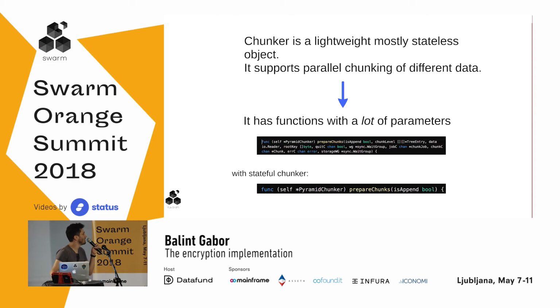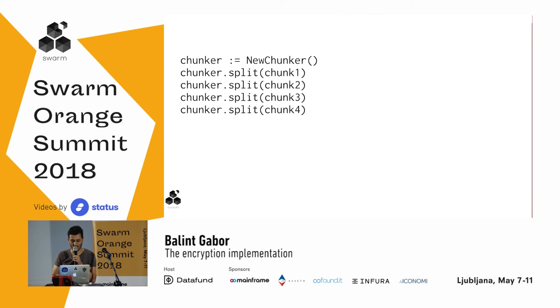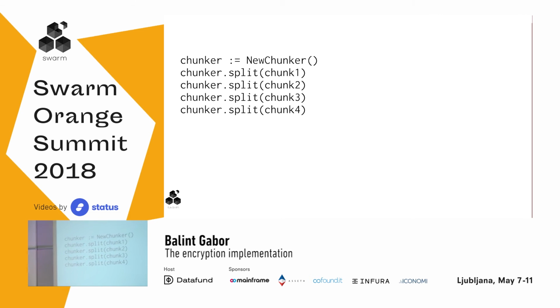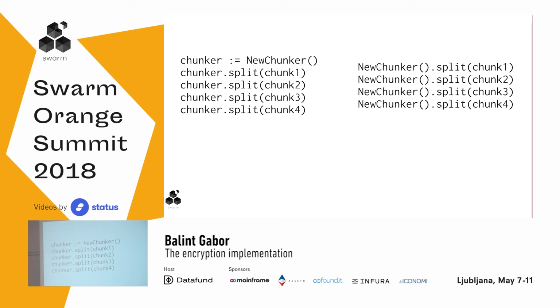I also added another simplification. So the chunker was a weird object because it was an object, but it really did not store anything. Basically, it was more just a module. It had a split and a join function, and you could call this split and join function in parallel multiple times on different chunk data, and it did not cause any problems. So you could use the chunker like this, that there is a chunker, and then you call split, split, split, split, and you did not have to wait for the first split to be ready.